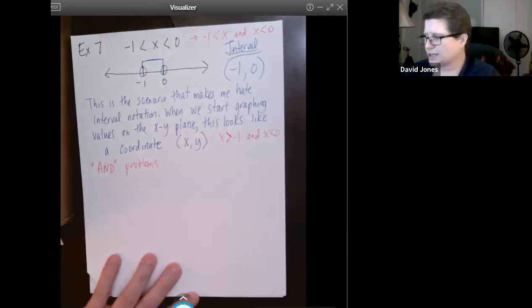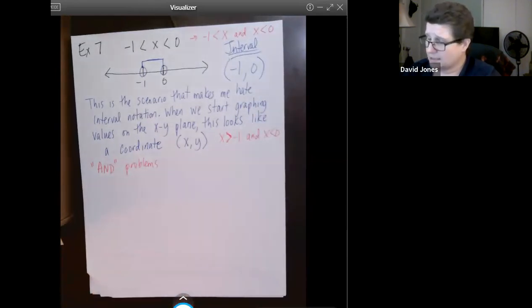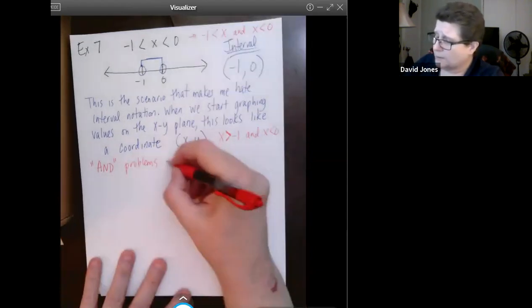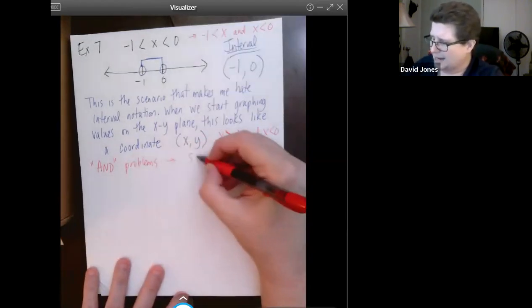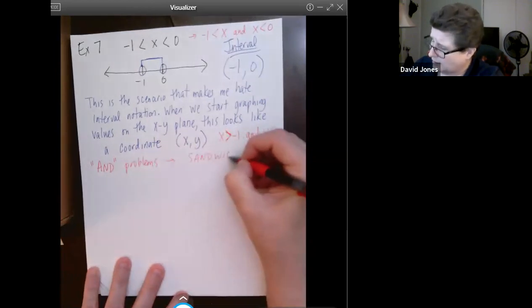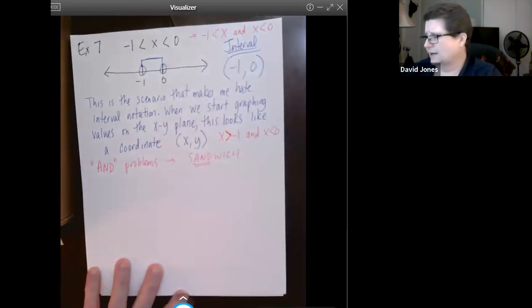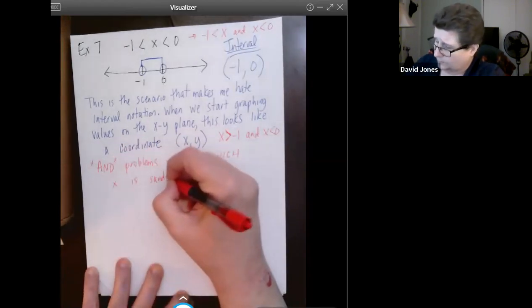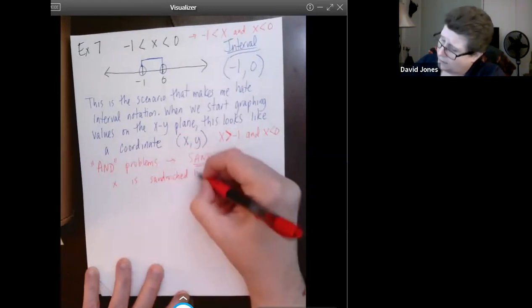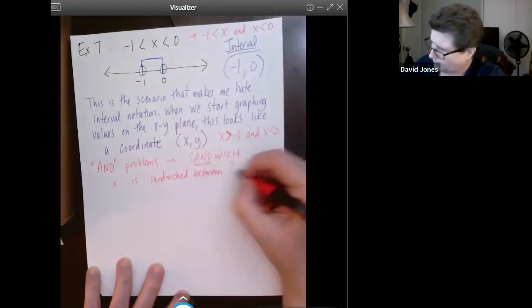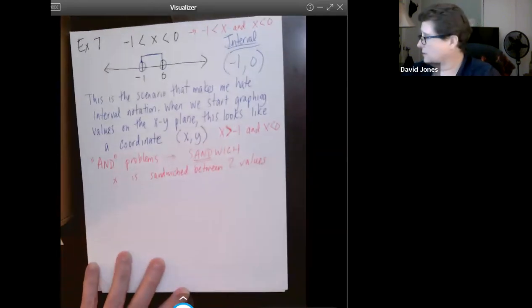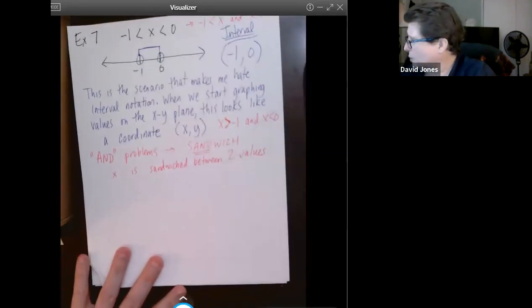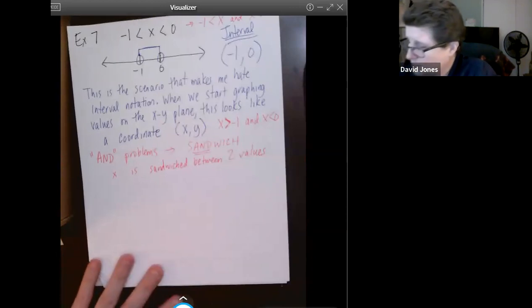When you switch which sides the X is on, like I did here, you just make the mouth chase the larger number. "And" problems sound, and is in the word sandwich. And so X is sandwiched between two values. As opposed to that, we could have "or" problems.